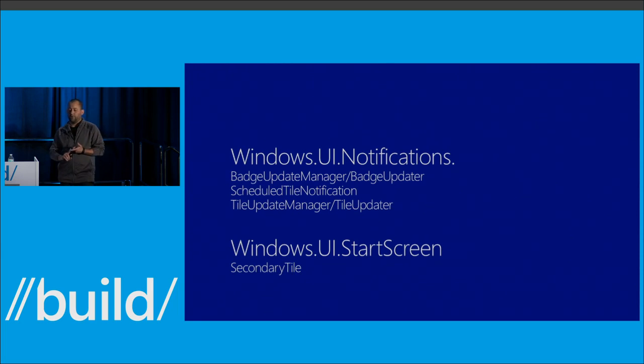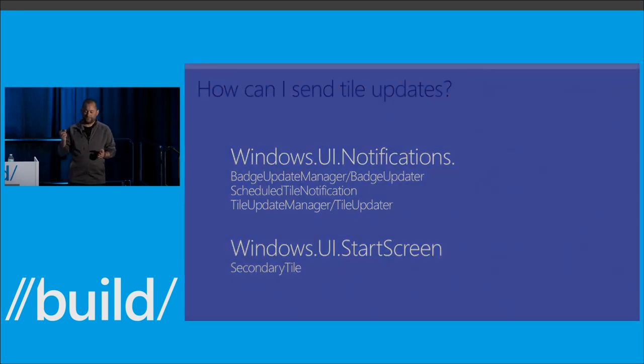In Windows.UI.Notifications, which is where you really do things with your tile and toasts, that's BadgeUpdateManager, ScheduledTileNotification, TileUpdateManager. And in Windows.UI.StartScreen is where you do secondary tiles. All of that stuff is still there. It's just going to work exactly like it used to work. So if you're already using that code, or even if you're new to this code, that's fine. Whatever's on MSDN today is exactly what's going to be supported in your UWP app.